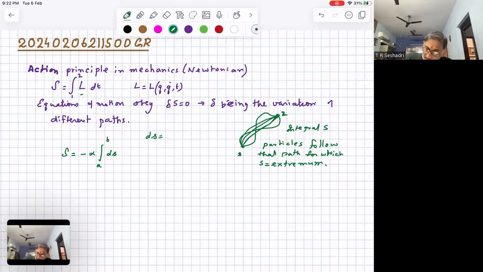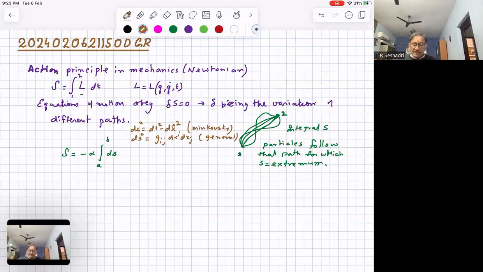ds is equal to the square root of dt square minus dx vector square for Minkowski, and ds square is equal to g_ij dx^i dx^j for any general spacetime. For the case of Minkowski, g_ij becomes eta_ij and it reduces to the previous expression. You understand this?